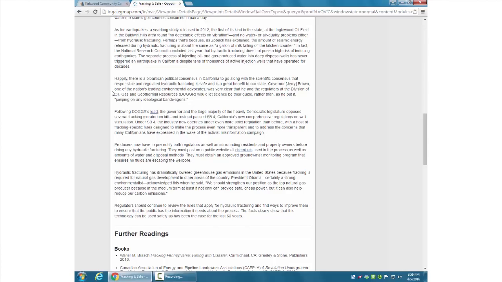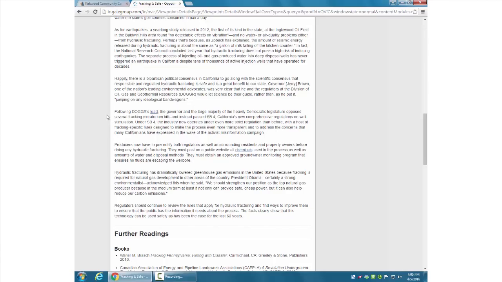Governor Brown, one of the nation's leading environmental advocates, was very clear that he and the regulators at the Division of Oil, Gas, and Geothermal Resources would let science be their guide rather than, as he put it, jumping on any ideological bandwagons. Here, looking at political context might be beneficial. Governor Brown is a Democratic governor, seen as left of center on the political spectrum, someone we might presume would be concerned about the environment. So, readers who might trust Governor Brown more than scientists, more than this author, more than anyone publishing on this site perhaps, might be swayed by his support of regulations that nonetheless permit fracking.